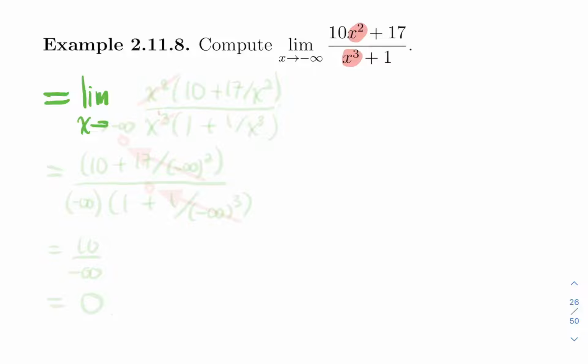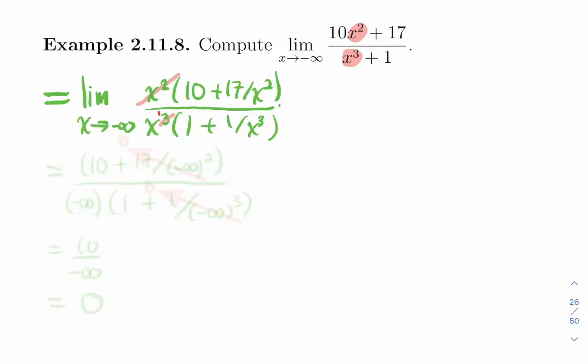So the limit as x goes to minus infinity. Now I'm factoring by x squared for the numerator, so x squared, leaving behind 10 plus 17 over x squared, all that divided by factoring by x cubed, leaving behind 1 plus 1 over x cubed. Now let's simplify a little bit. So here the x squared will completely simplify with the x cubed down there, where the power 3 will just become power 1. You don't need to write the power 1, but I'm just going to put it there.